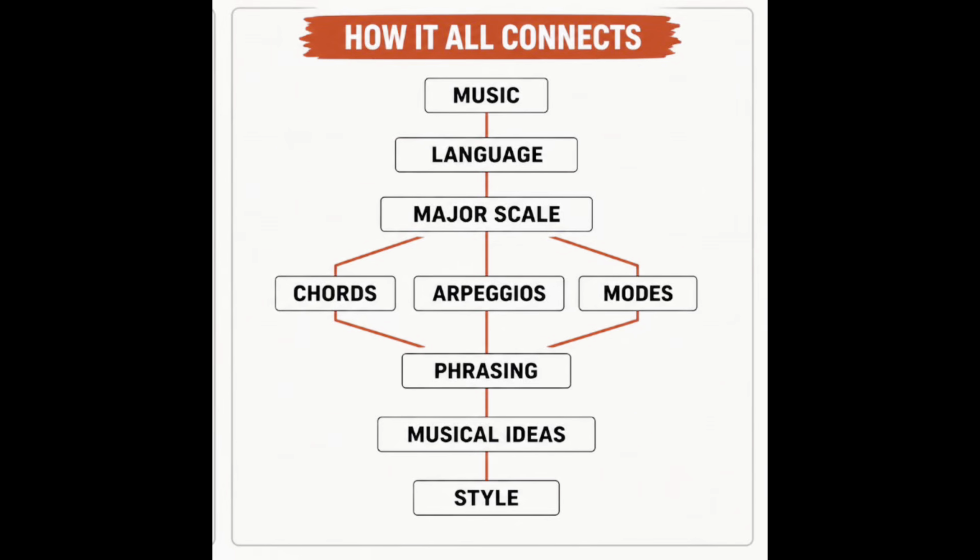So if we look at this chart here, don't make fun of me too much for it. We're going to start with the music, and then we're going to move into the language, how to make music speak. And then from that language, we can get into a scale. Here I just have the major scale, the chords, the arpeggios, the modes of the major scale, getting into the phrasing, how to make it sound good. And then from there, we get into our musical ideas and the style.